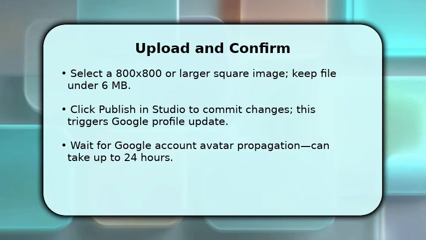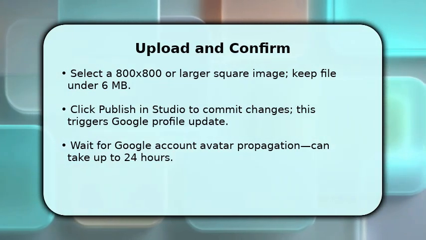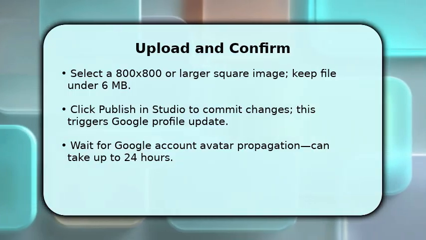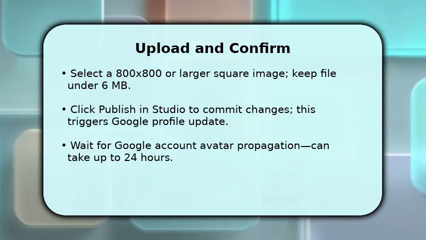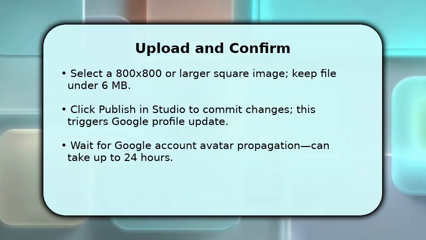After selecting a compliant image, you must click Publish in YouTube Studio. This is not optional because it writes the change to your Google account. Once you publish, Google will start propagating the new avatar across services.